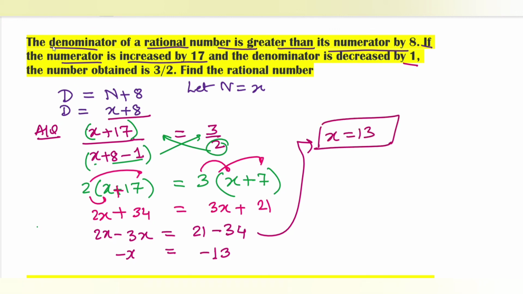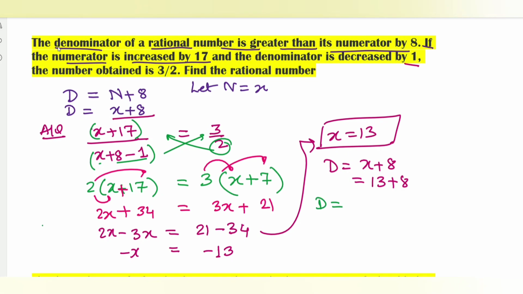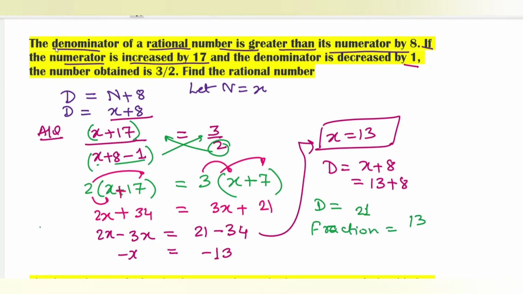This is the numerator. Now the denominator is what? Denominator is x plus 8. 8 and 13, this is 21. So the fraction is what? Numerator is 13 and the denominator is 21. So this is how we get the answer.